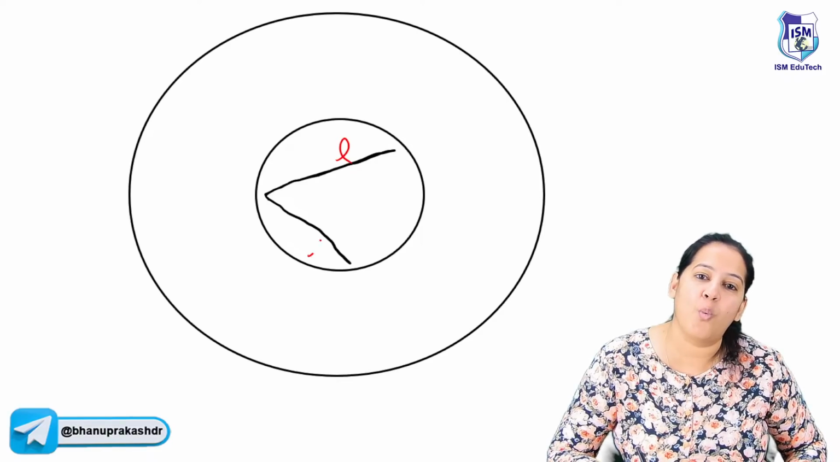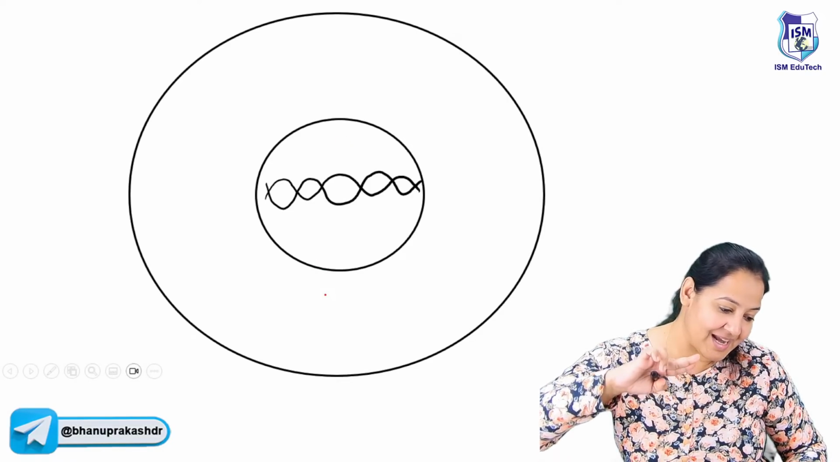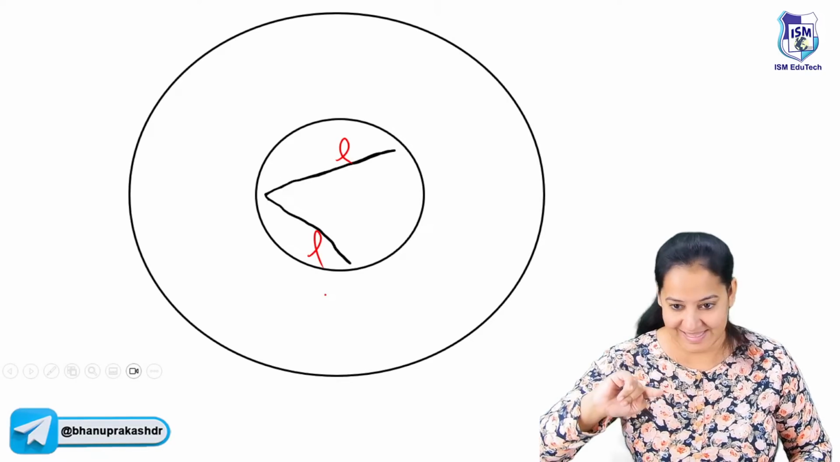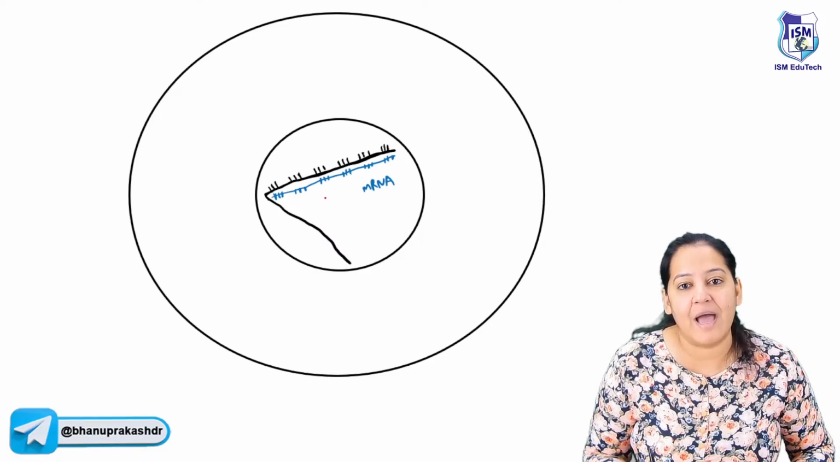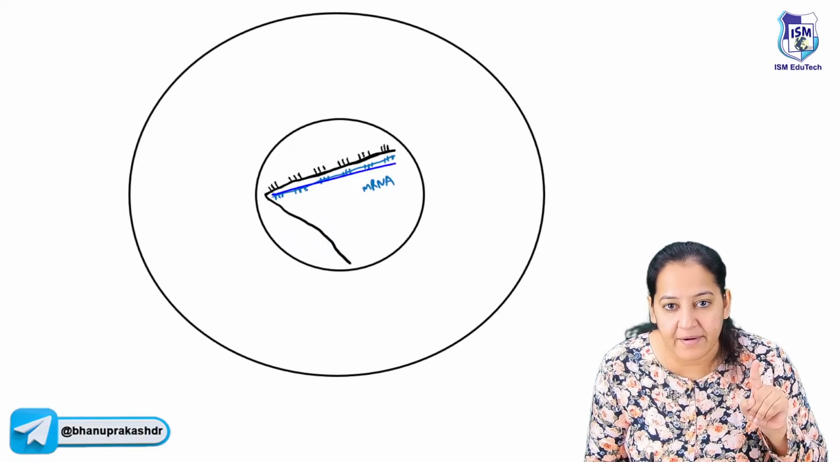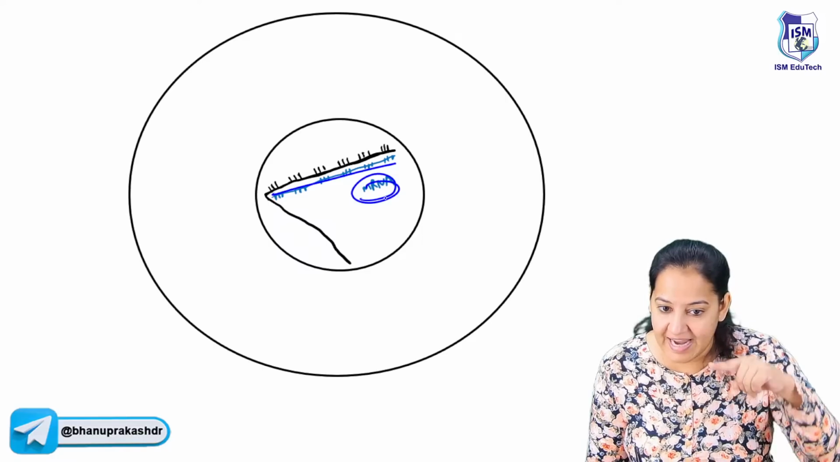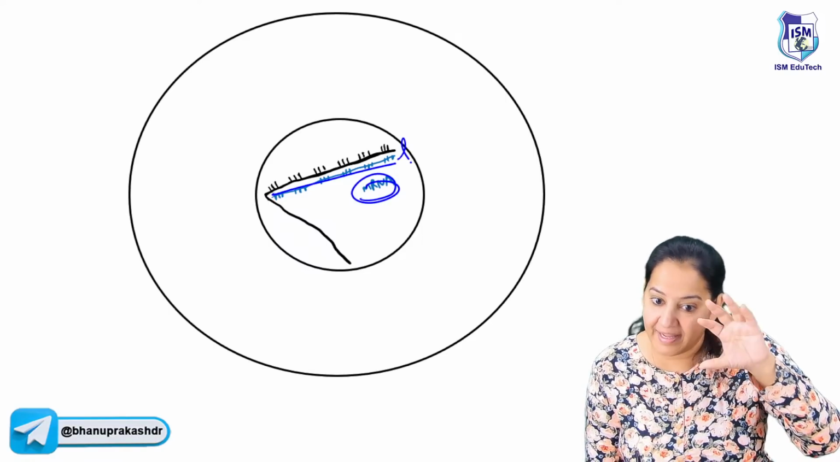One is leading, one is lagging. So the 2 strands of the DNA get separated. One is leading strand, one is lagging strand. On the leading strand, the mRNA gets synthesized. Can you see this is mRNA? It is getting synthesized on the leading strand in the nucleus.